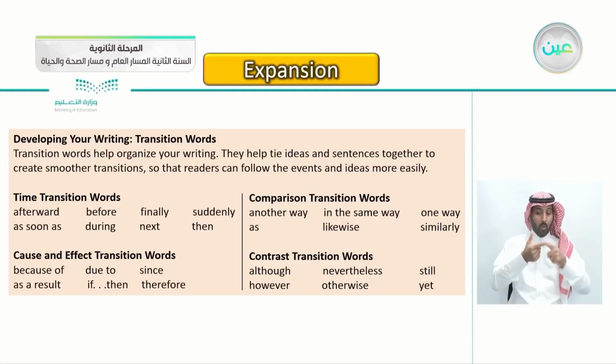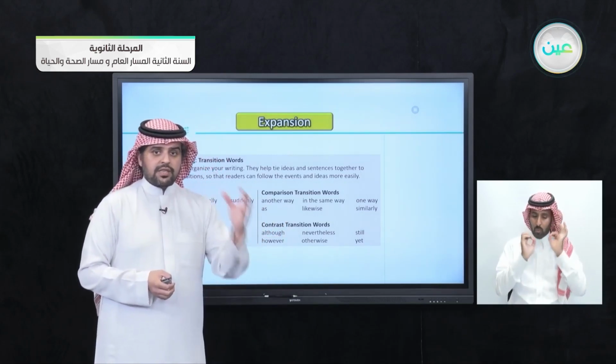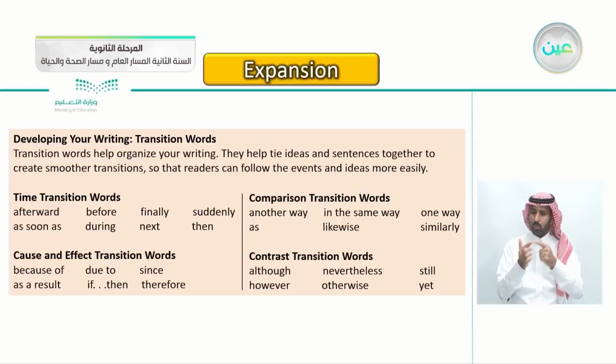They help tie ideas and sentences together to create smoother transitions so that readers can follow the events and ideas more easily. So they come between ideas, between sentences, to make the transition from idea to idea or sentence to sentence much smoother. Here are a few examples. Time transition words. So transition words about time. For example, here, afterwards, before, finally, suddenly, as soon as, during, next, then. So all of these are transition words related to time.